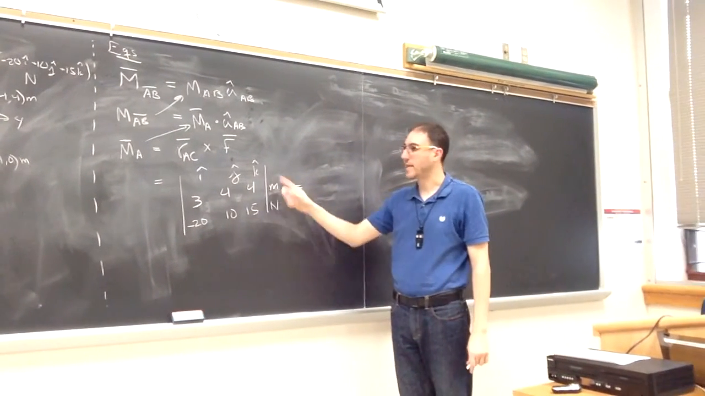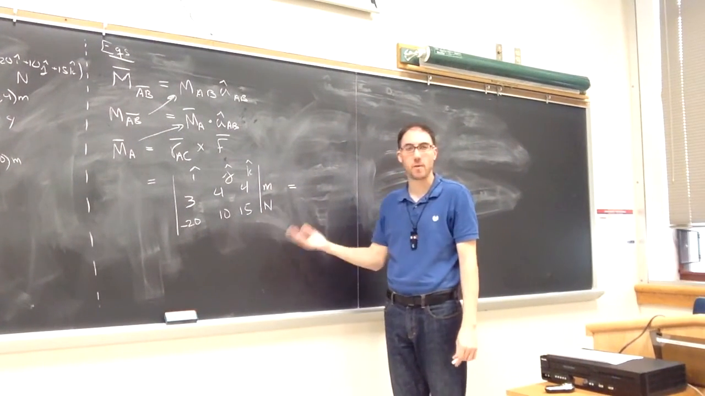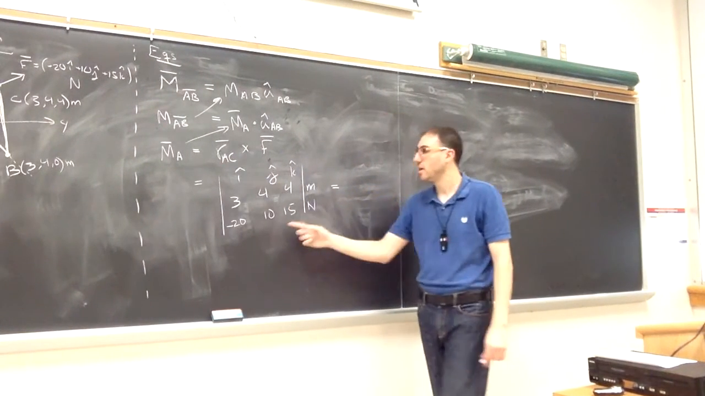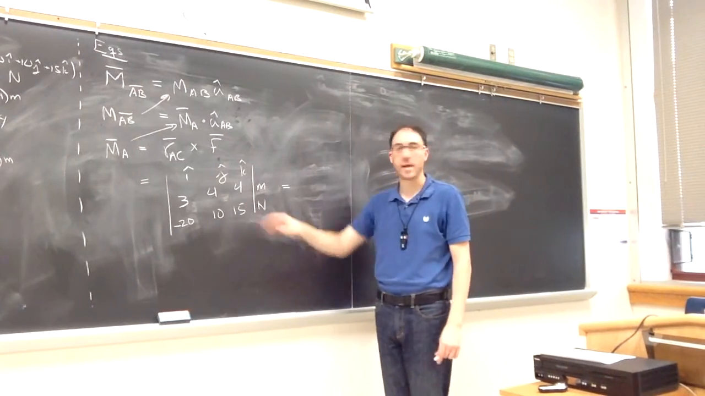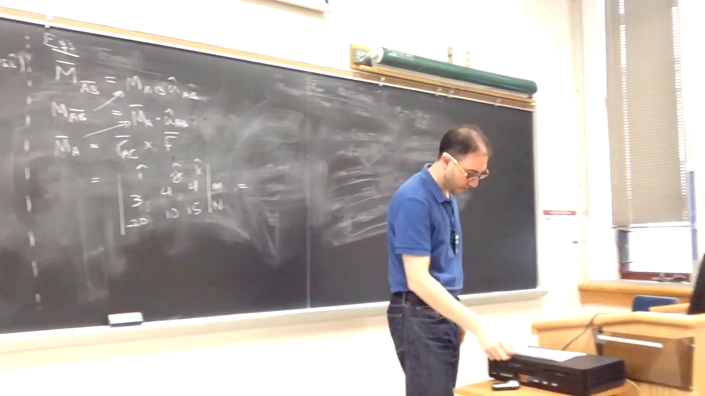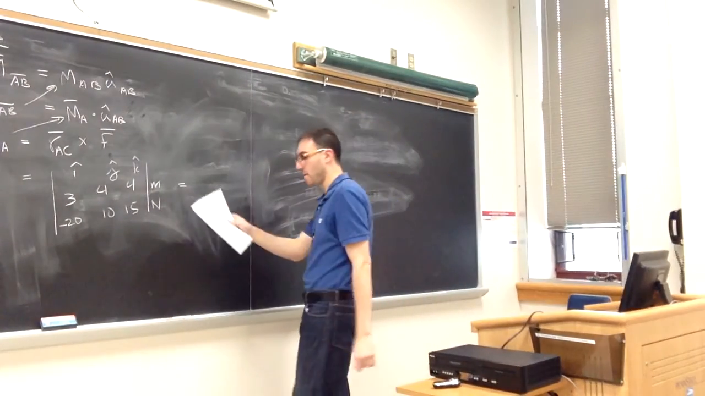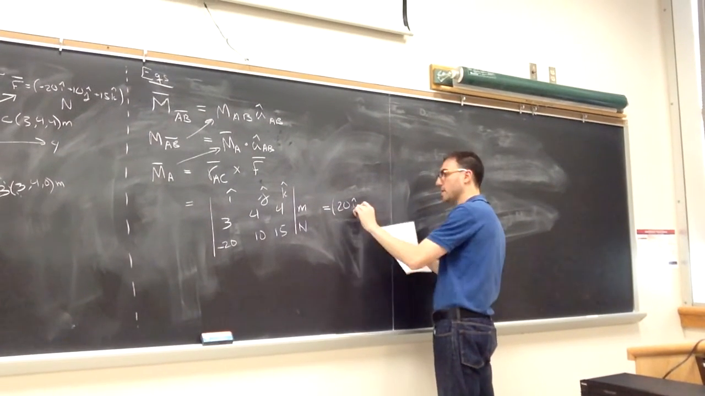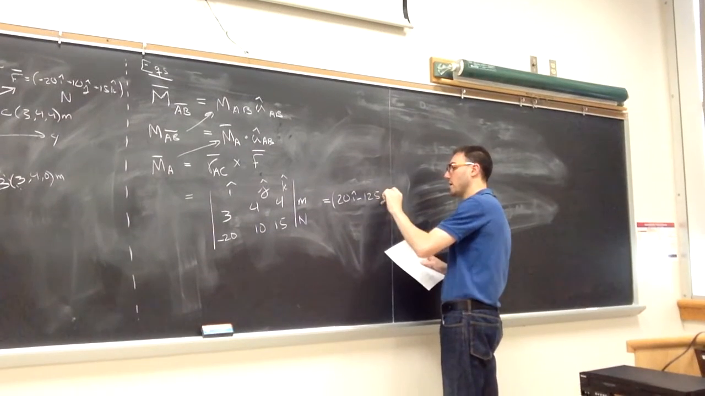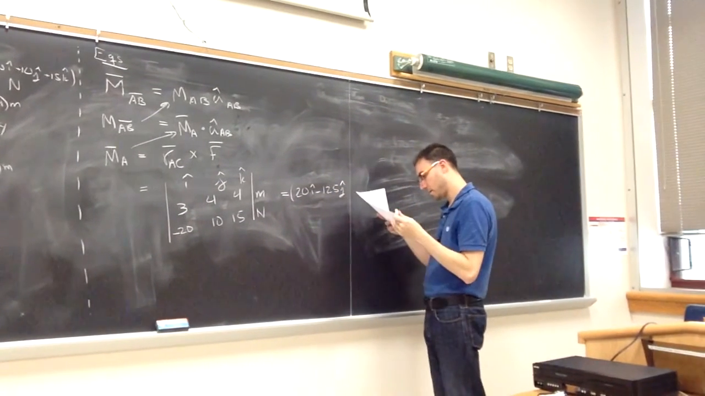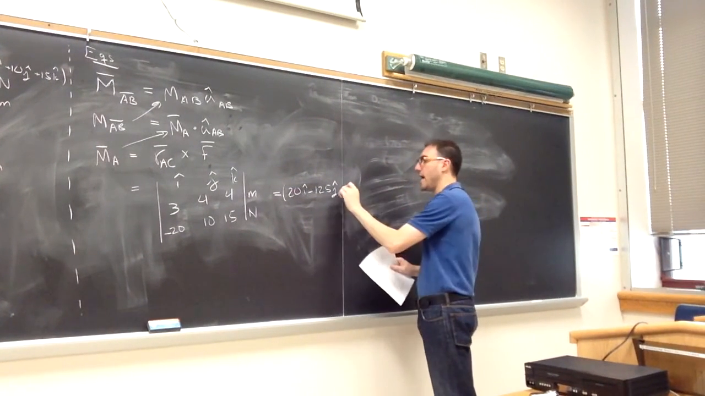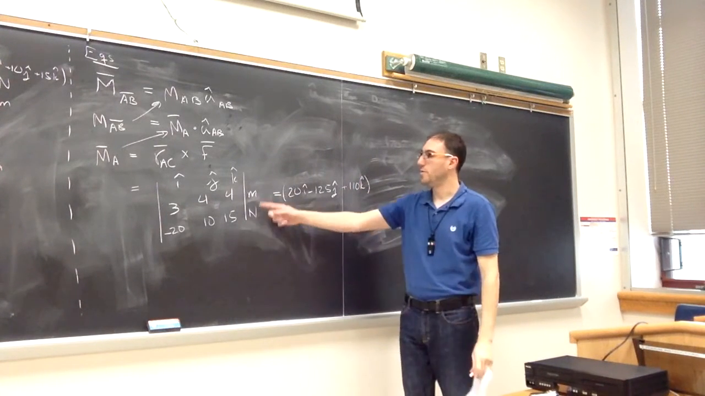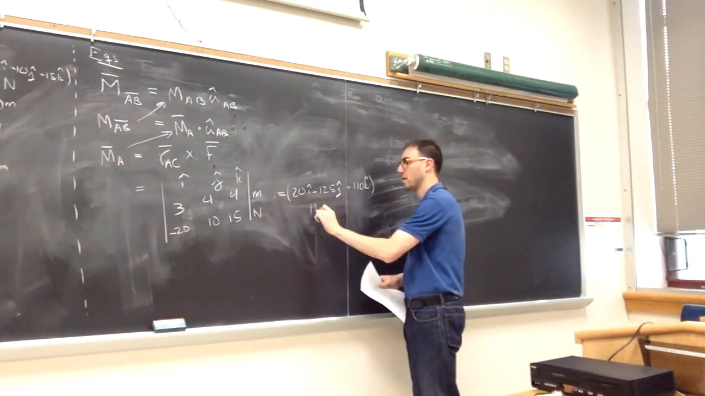Wednesday, we went over, again, how to expand our determinant, so I won't do that step now. We take the cross product of two vectors. We get out a vector when we expand that determinant. So for this, we get that the moment around point A will be 20I minus 125J plus 110K Newtons times meters.